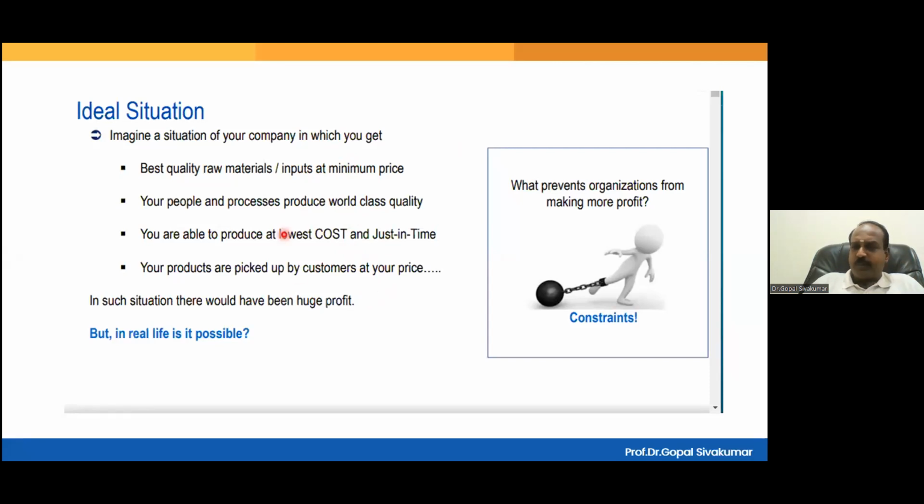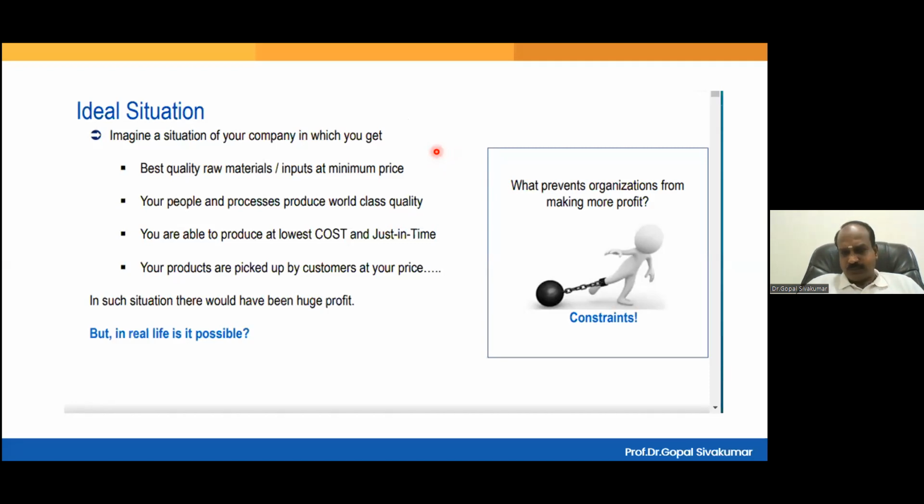All of you will definitely have problems with the raw material. Am I correct? Yes, sir. And you are not able to produce at the lowest cost. And sometimes what happens, you produce products and then all of them become inventory. There are no takers.